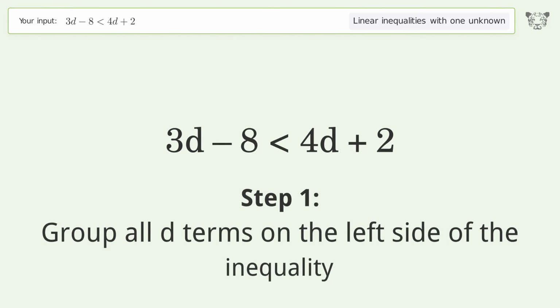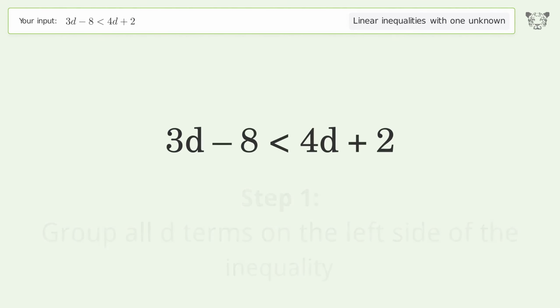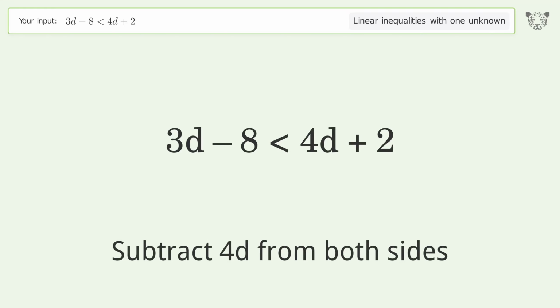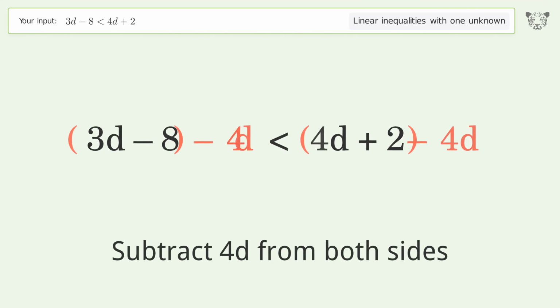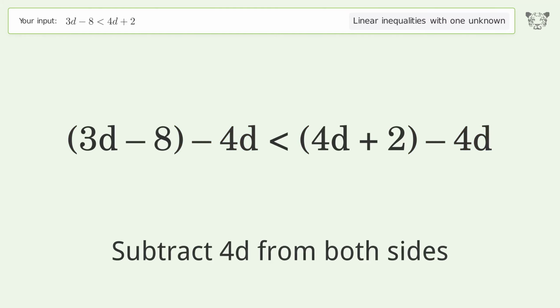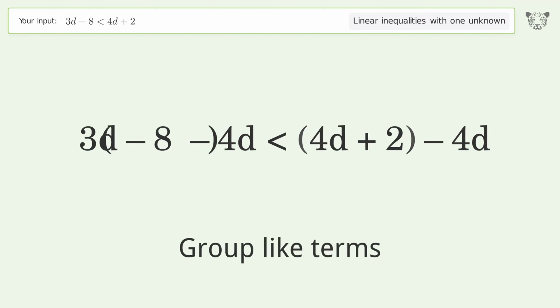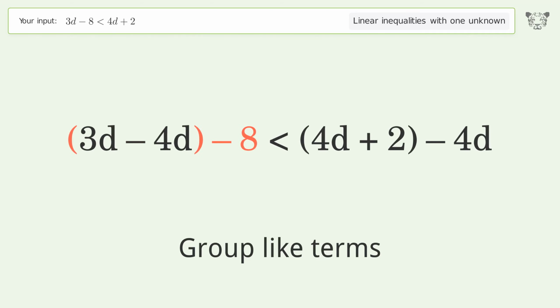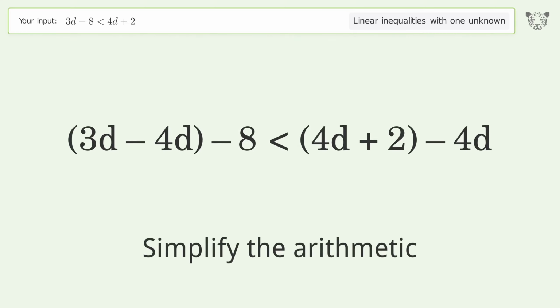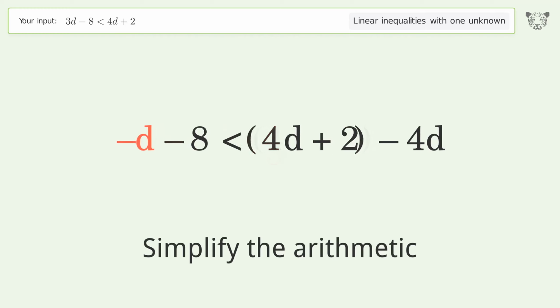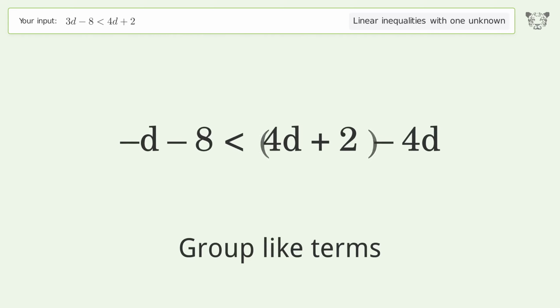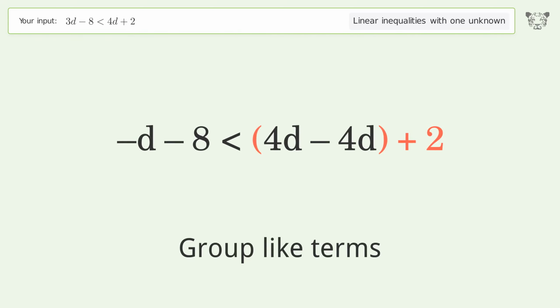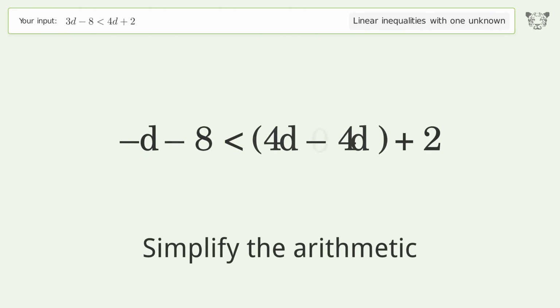Group all d terms on the left side of the inequality. Subtract 4d from both sides. Group like terms. Simplify the arithmetic. Group like terms. Simplify the arithmetic.